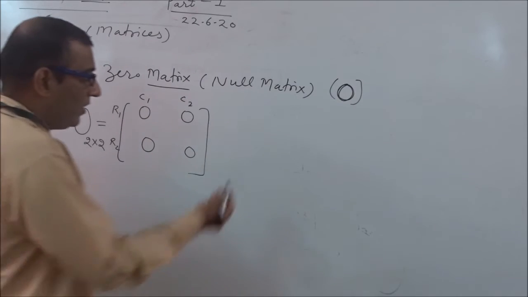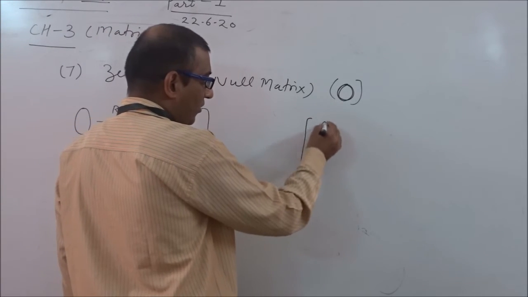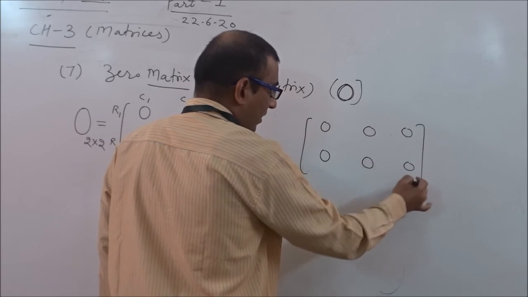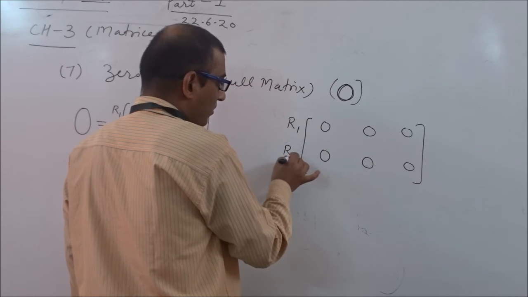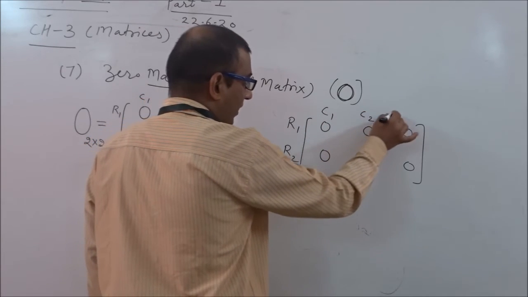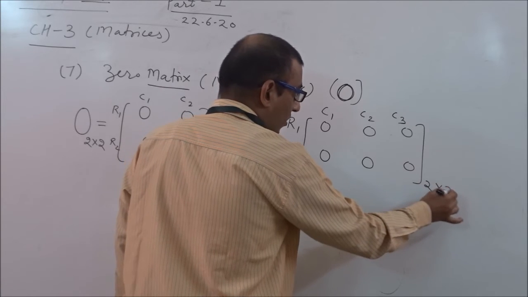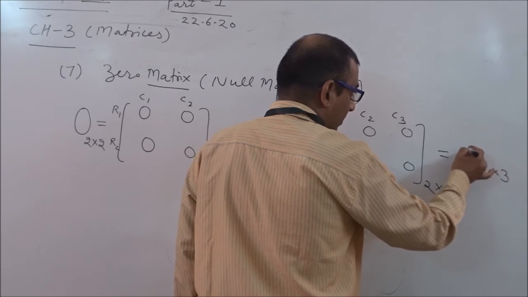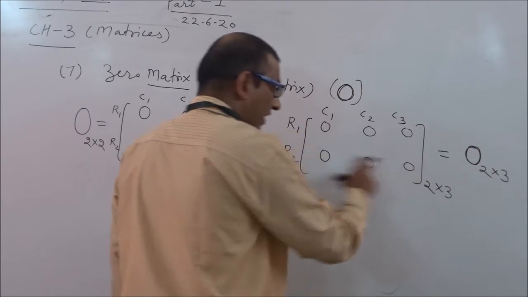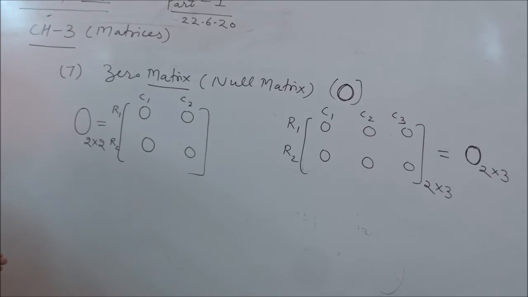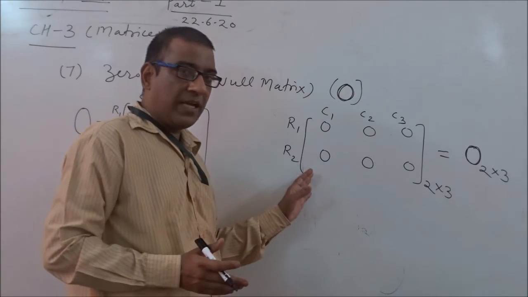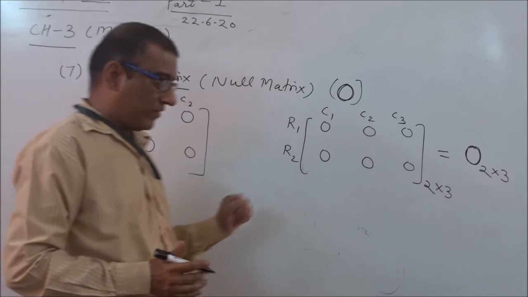If I am taking one more example, 0, 0, 0, again 3 zeros are there. If you see here, 2 rows and 3 columns are here, so it is related with 2 into 3. So we can say this is an example of zero matrix and it is represented by O of 2 into 3, 6 entries are there. So there is no need for it to be a square matrix. If it is not a square matrix, then also we can say it is a zero matrix.